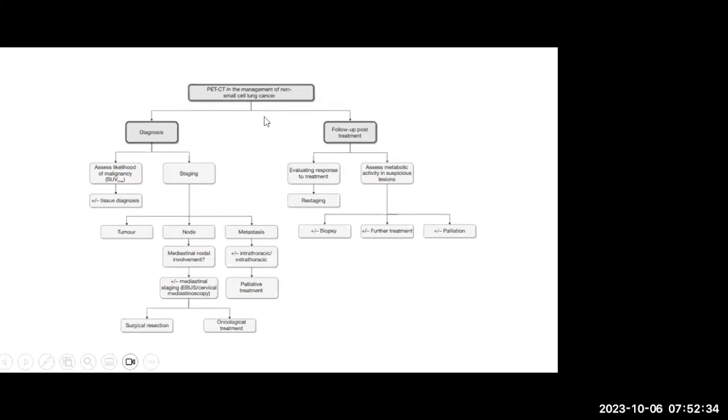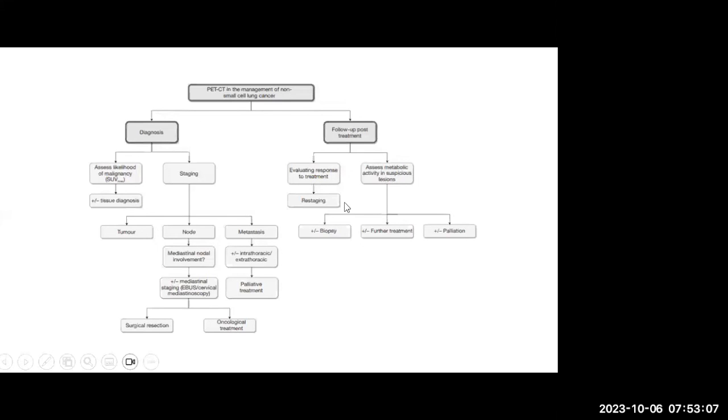And just lastly, this is the summary of basically what FDG PET-CT could do in terms of management for non-small cell lung cancer. So a diagnosis, right? You need to know how likely it is that it is malignant, and then proceed to tissue diagnosis or not. And then for staging, so of course the primary tumor, nodal staging, metastasis, as I have mentioned, that is going to be very important in terms of eventually determining if the patient is having surgical resection or oncological treatment. And then for follow-up, mainly evaluating response to treatment, very important.